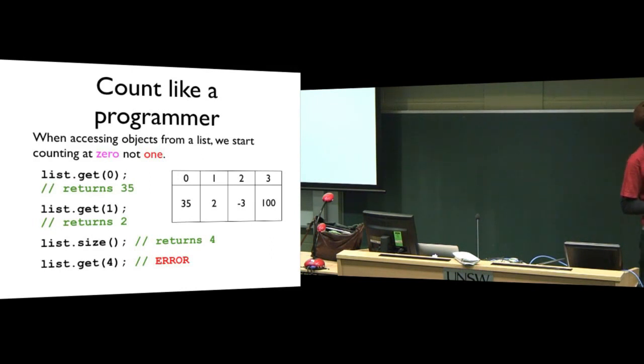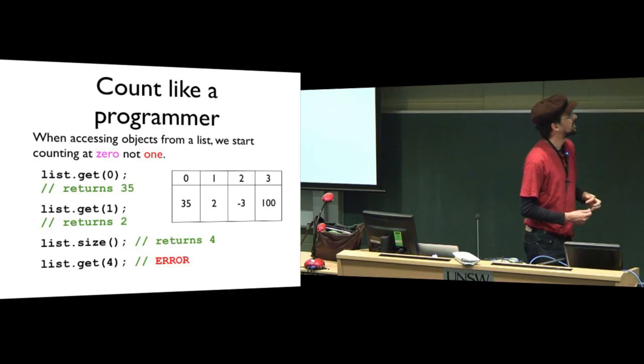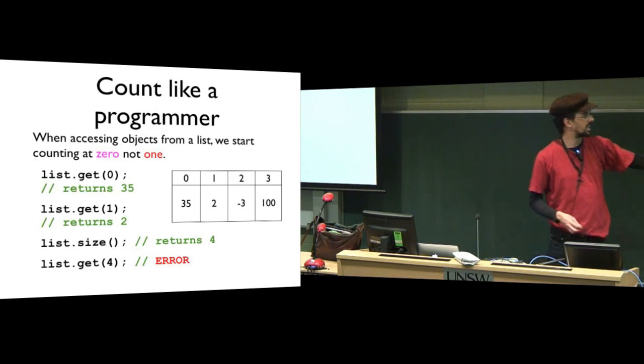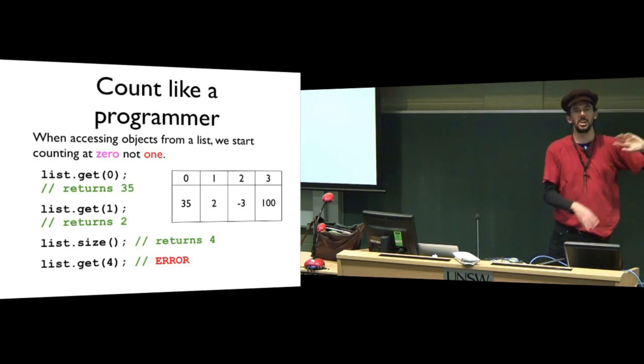And so if we have this list of 4 things and we want to get item number 0, that'll return the first thing, which is almost like saying the first thing is wrong, it's the 0th thing. Getting object number 1 gets the thing at position 1, getting number 2 gets the thing at position 2. Getting number 4 will give you an error because there isn't a 4th thing on that list. There are 4 things in the list, but they are numbered from 0 to 3.